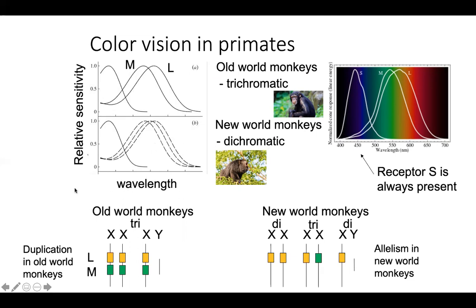So the reason for this difference is that there was a duplication of the ancestral red-green receptor in the lineage that led to Old World monkeys. And Old World monkeys now have both an L and an M copy, right? The L copy seeing in the orange yellowish, and the M copy having its highest sensitivity in the green spectrum.